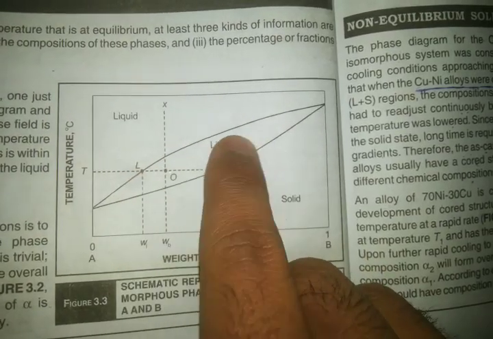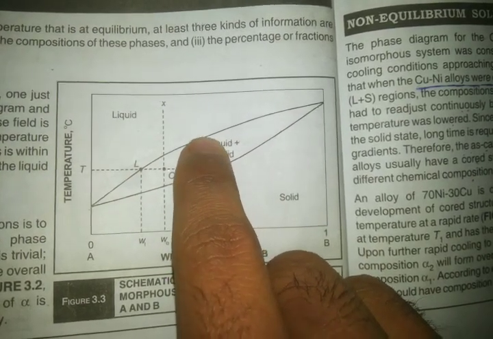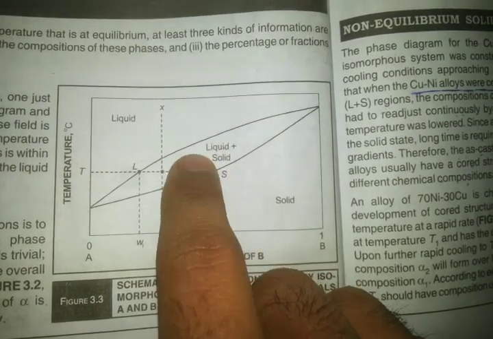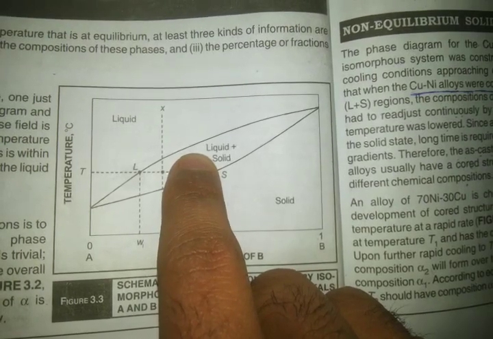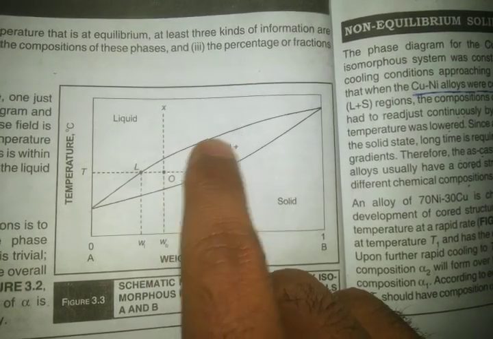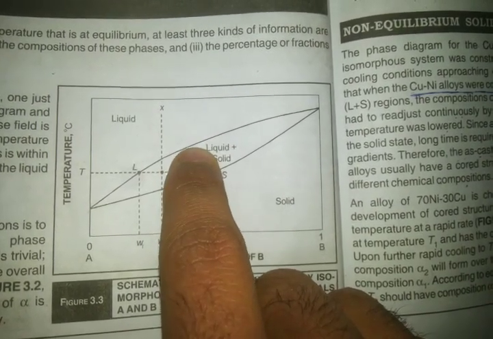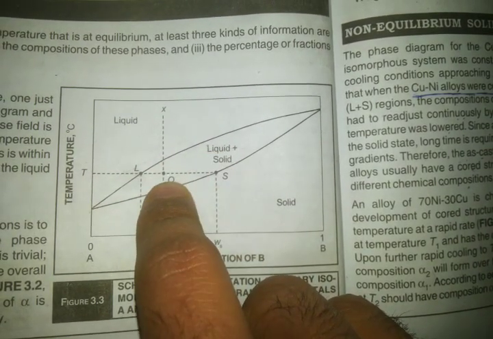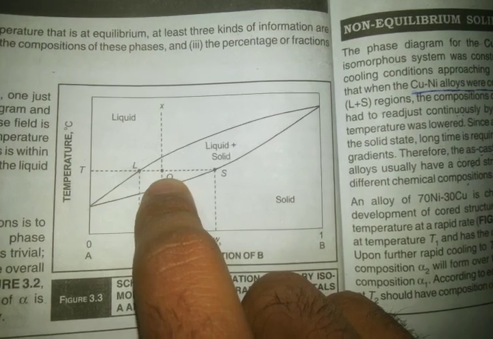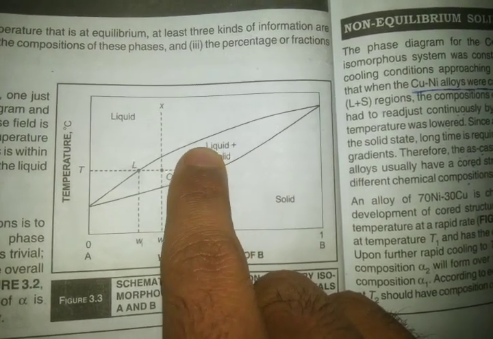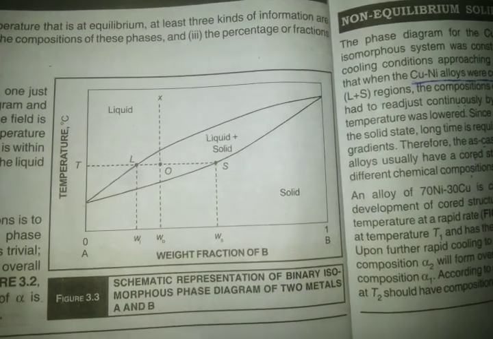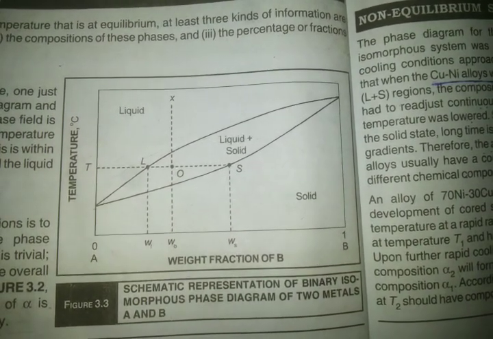Here in the liquid plus solid region, there are two phases present. So we will again apply the formula F equal to C minus P plus 1. C is 2 components, P is 2. So 2 minus 2 is 0 and plus 1 is 1. So there is only 1 degree of freedom here. So we can either change the temperature or the composition, but we can't change both at the same time because the degree of freedom is only 1. I hope that you have understood the concept of the degree of freedom.